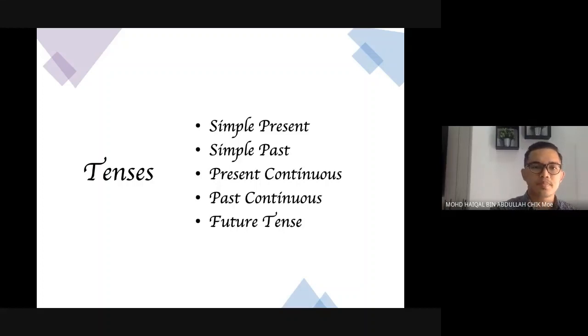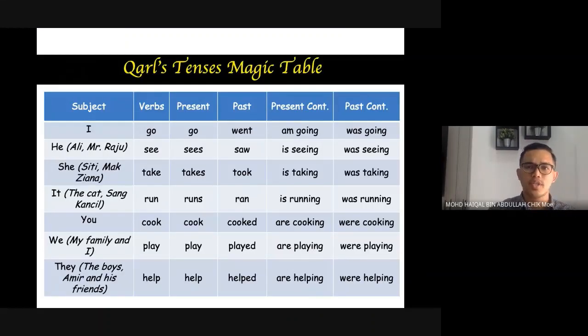I'm going to share with you my own creation, which I call the magic table of tenses. All right, the tenses magic table. Here I have subject, verbs, present tense, past tense, present continuous tense, and also past continuous tense.